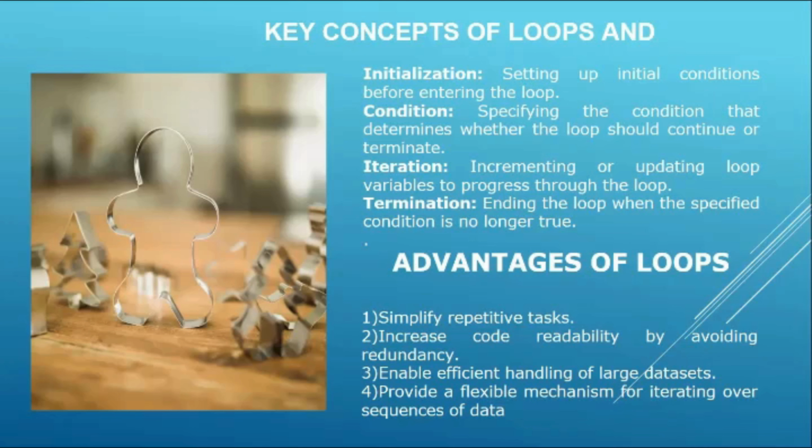Next comes iteration. How many times do I want to iterate my loop? That is i plus plus, the increment operator, which updates the loop variable to progress through the loop. How many times do I want to process? 10 times, 20 times. These three are mandatory. And then the last one is termination, ending the loop when the specified condition is no longer true. So these are the key concepts of loops: initialization, condition, iteration, and termination.